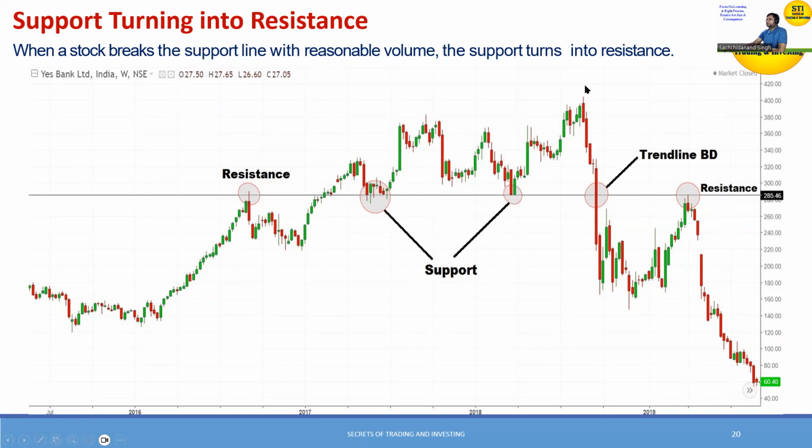Again, the price moved up, and here again the trend line breakdown is happening. And when the price is moving up, the same trend line is working as a resistance. So this is a typical example where the same line is working as a resistance and as a support. The trend breakdown is also happening, and the same line is working as resistance. So all the examples we have discussed are present in this example.